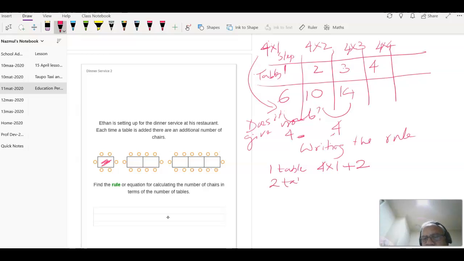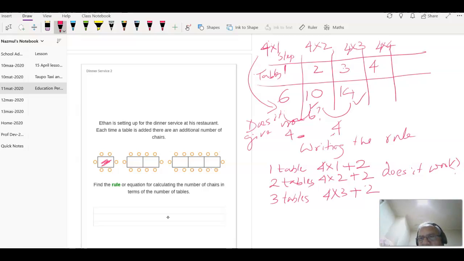2 tables: 4 times 2 plus 2. Does it work? Okay, 4 times 2 is 8. Yes, that one checked. It works. 3 tables: 4 times 3 plus 2. Does it work? 12 plus 2 is 14.